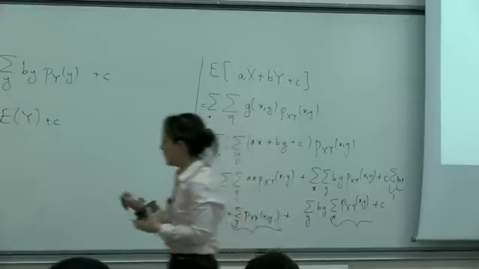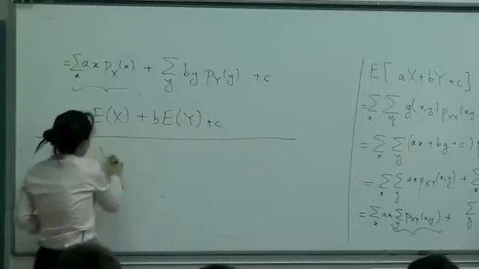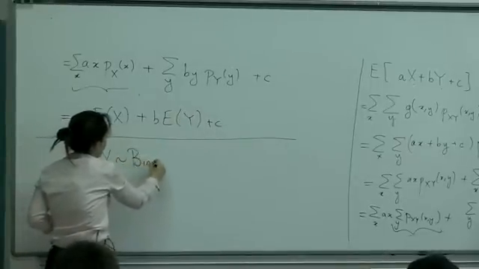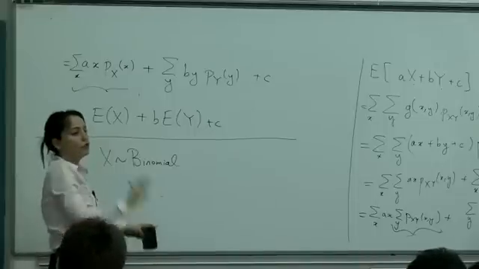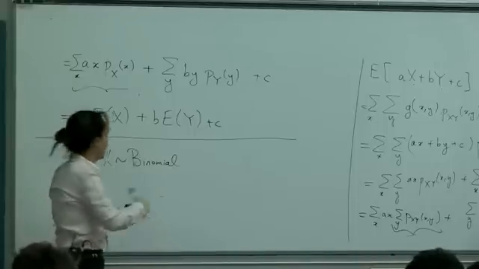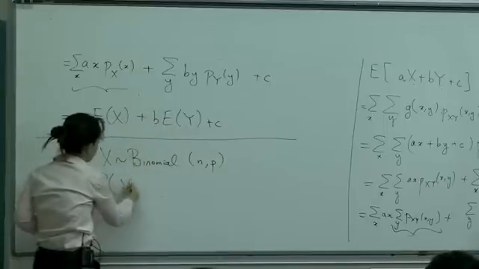What is the probability? So let me draw a line here. X is binomial. How many parameters do I need to specify for X? 2. What are they? n and p. What is the probability that X is equal to k?